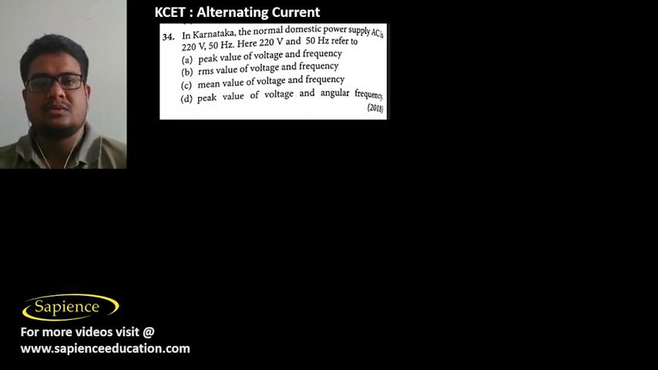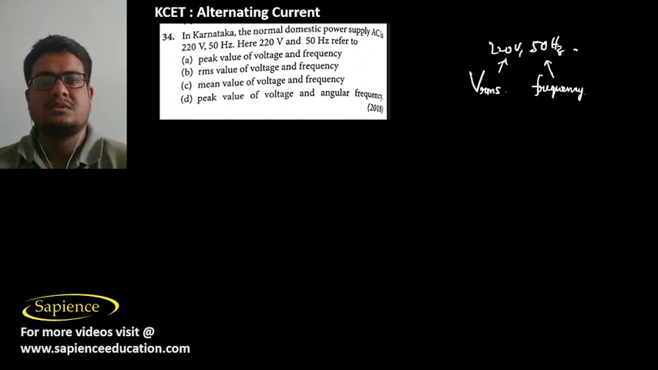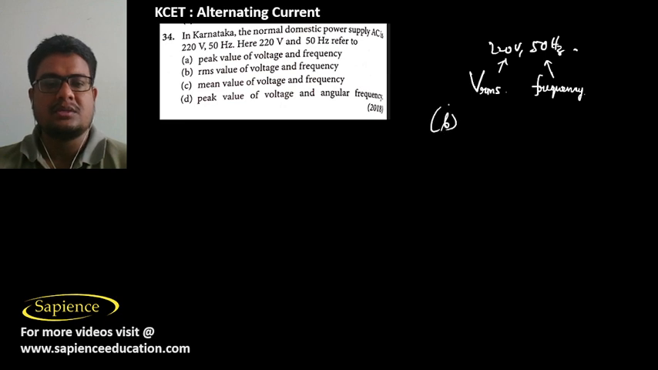Question number 34 says that in Karnataka, the normal domestic power supply AC is 220 volt, 50 hertz. So 220 volt is the RMS value of voltage and 50 hertz is the frequency of the supply. So it is the RMS value of voltage, and option B is the correct answer.